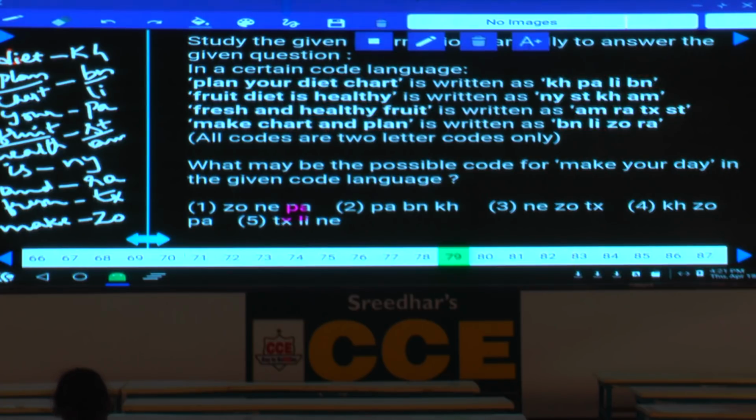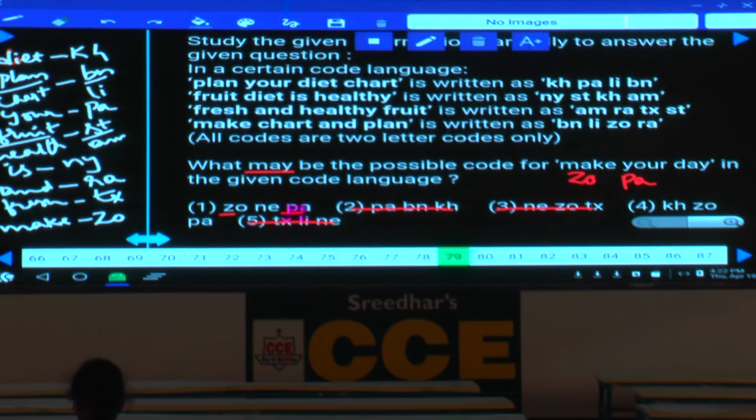Then question number 79. What may be the possible code? Maybe means it is a possible code for make your day. Make your day means make stands for ZO, your stands for PA, and the code to the word day. Now day is nowhere repeated in any one of the given statements, isn't it? As day is not repeated, the code to this day could be any one of the codes other than the given codes. Hence ZOPA, NE could be, and choice 2 cannot be your answer, choice 3 cannot be your answer, and choice 4 can be your answer.